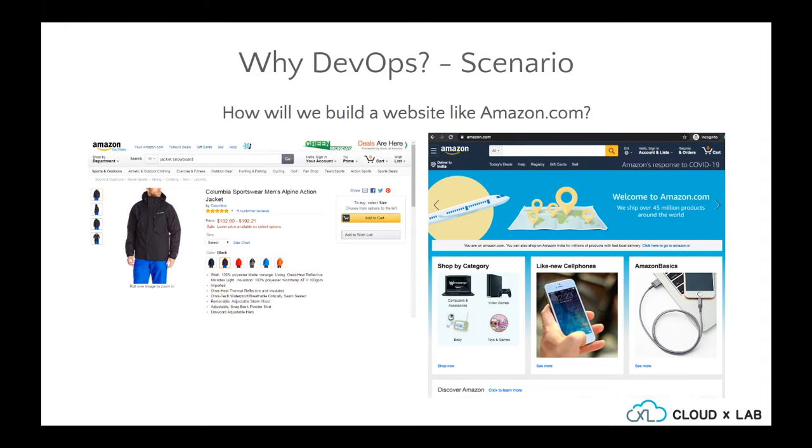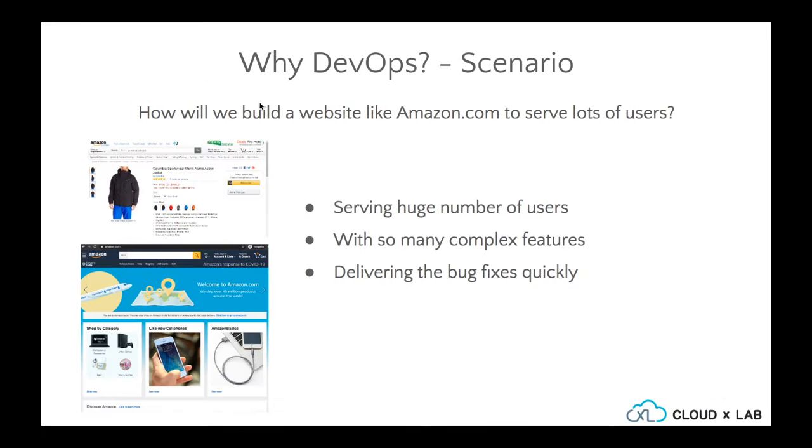Now, great. I got very good answers from the people, right? So one of the old-school ways of thinking to solve this problem, whereby we have to build a website like Amazon.com, where we are serving a huge number of users with so many complex features and delivering bug fixes very quickly.